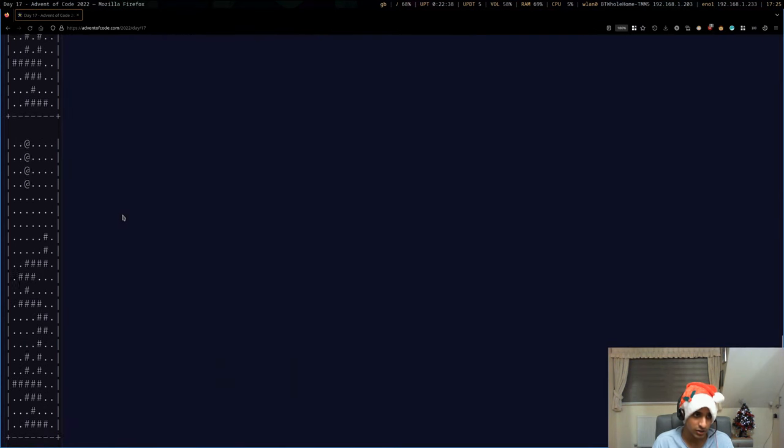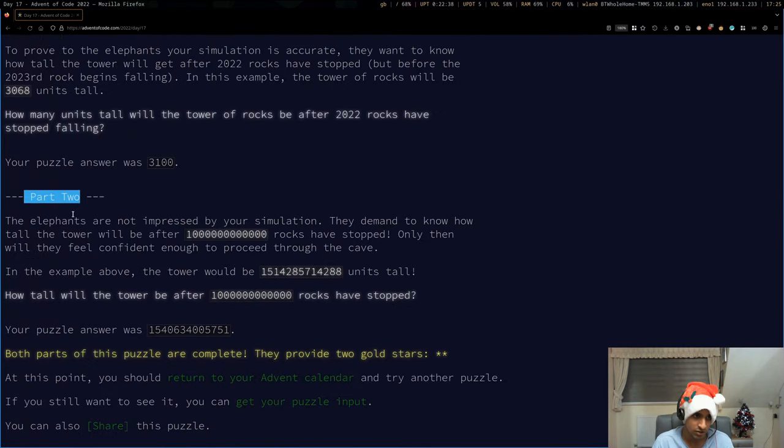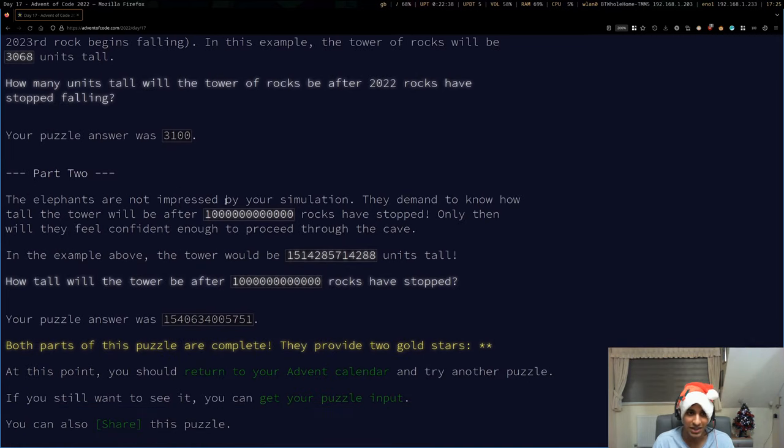Let's move on to part 2. The elephants are not impressed by your simulation. These elephants, man, are so demanding. They demand to know how tall the tower will be after... I actually don't even know what this is.